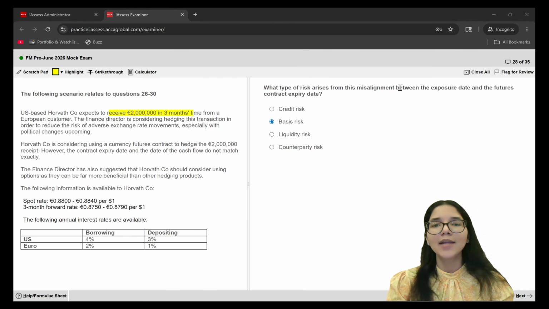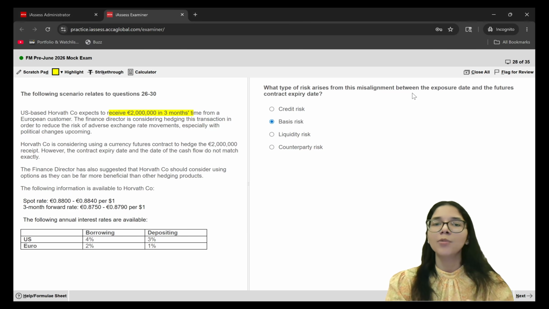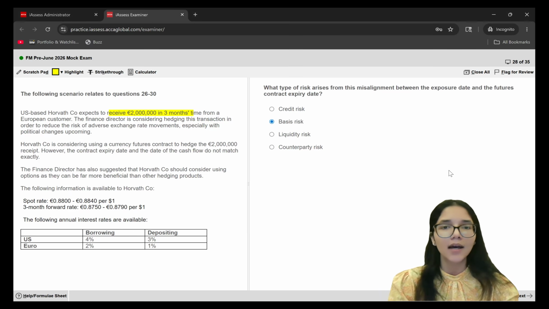So there's a misalignment between the time when I am receiving the payment, but the expiry date is a different date. So my timings are not going to match. So the basis will probably not get to zero at a uniform rate. That is what this risk is talking about.